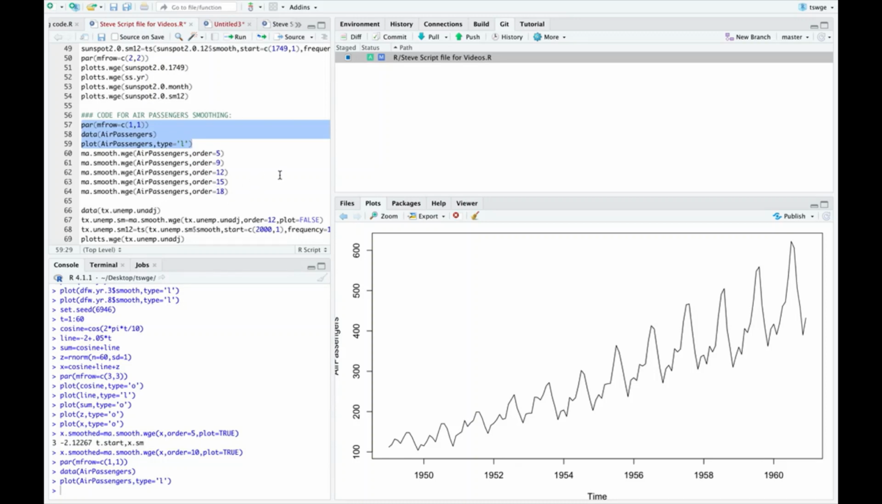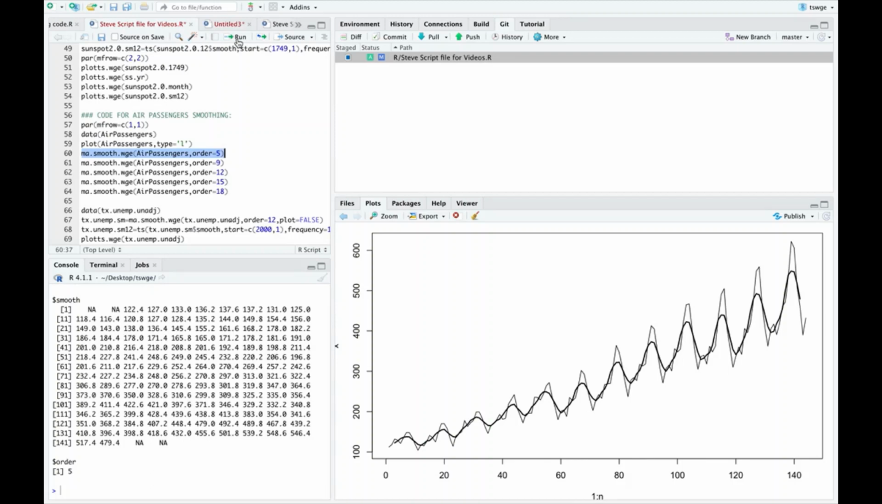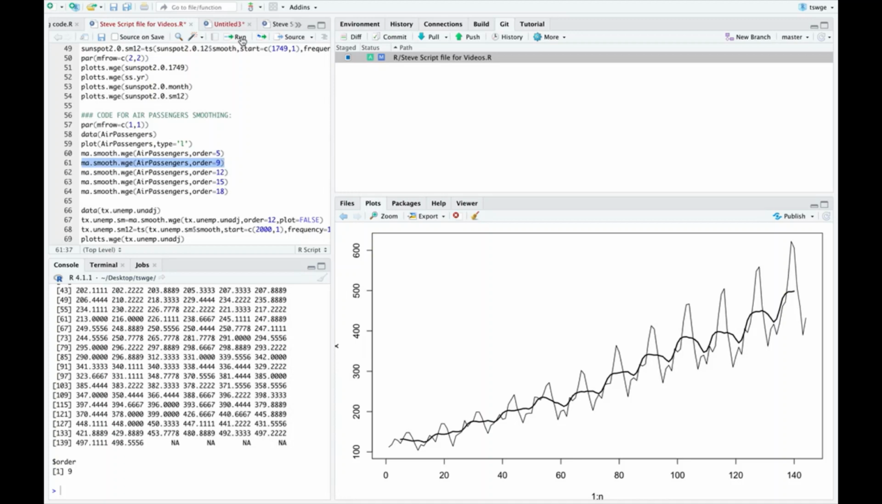First of all, we'll start lower than an order of 12. We'll look at an order of 5 and see what that looks like. And indeed, it has removed some of the fluctuation. It's trimmed off those really tall peaks, and the same for the low troughs. Let's look at an order of 9. Even more so. Let's go to order of 12.